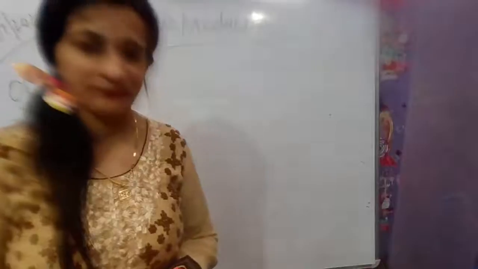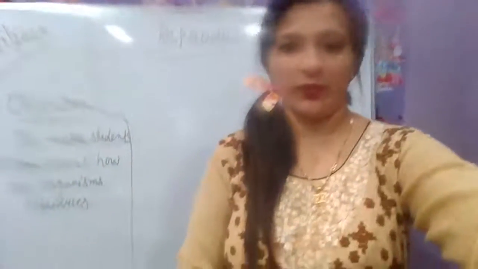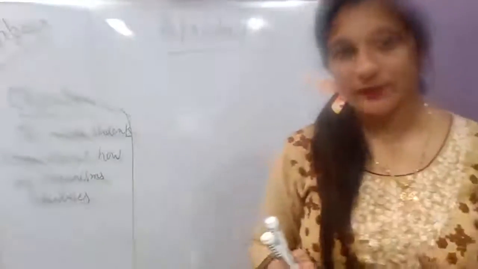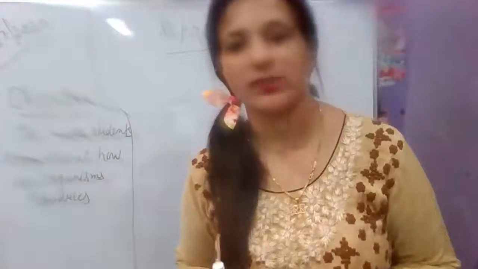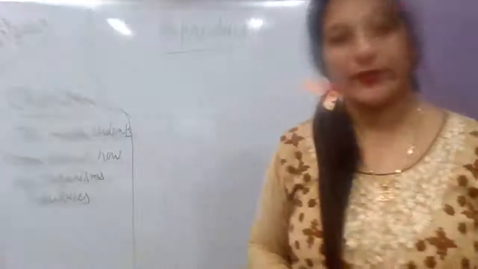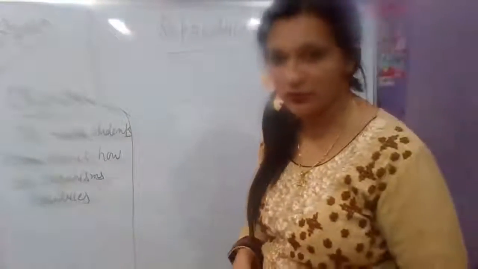Okay, children, today I have to discuss a topic. I have to just start a chapter: How do organisms reproduce? The chapter is Reproduction. Tomorrow I will check all your answer sheets for the July assessment, and tomorrow I will discuss all the answers for the July assessment with you. Today I have to just start the chapter Reproduction.